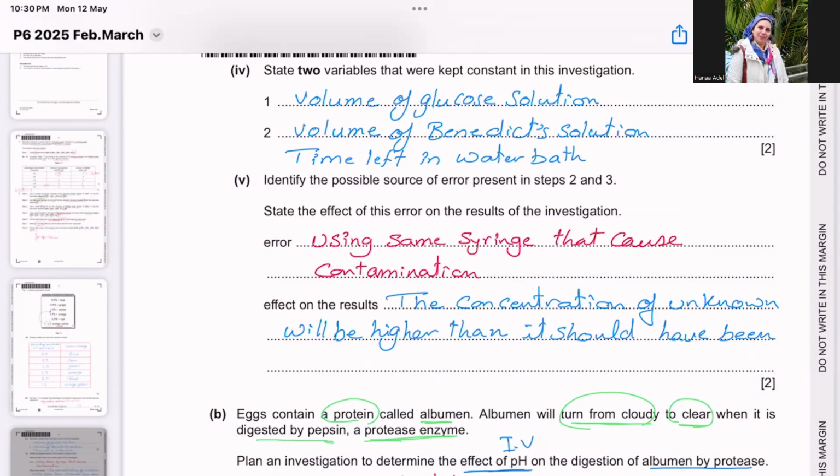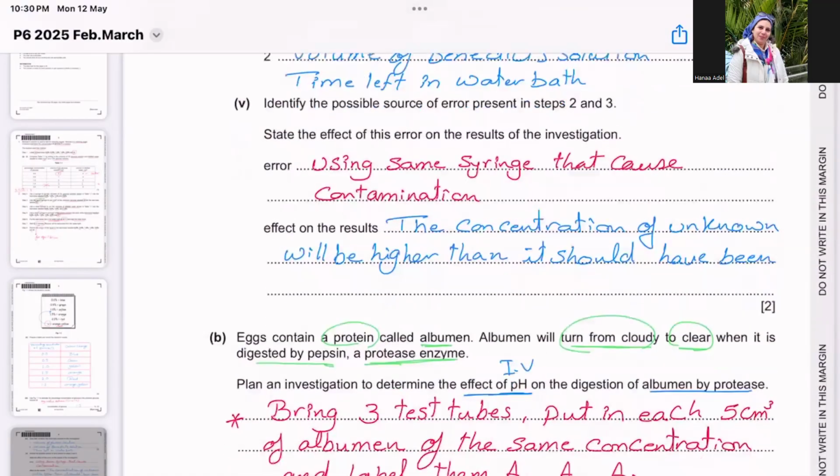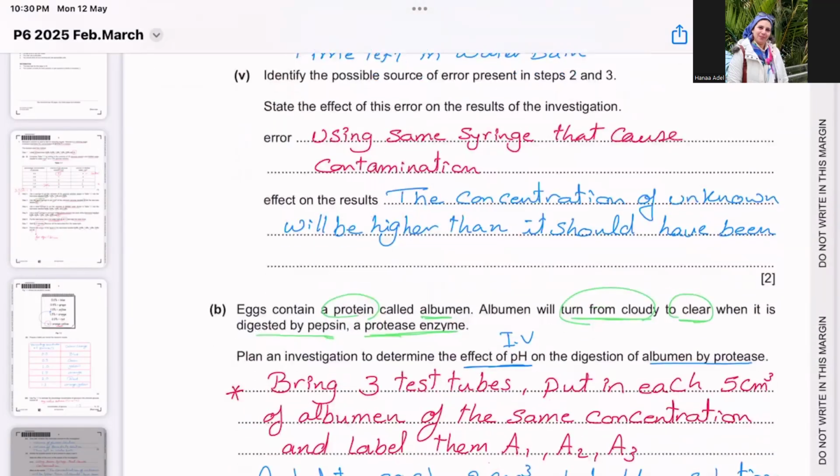So at the beginning, we have to bring 3 test tubes, put in each 5 cubic centimeters of albumin of the same concentration and label them A1, A2, A3. Why do we need to label them? Because, as we said before, if we have any experiment related to an enzyme, it is preferable to put the enzyme in separate test tubes and all other components in other test tubes. And we put all of these test tubes in a thermostatically controlled water bath for equilibrium, which helps all the solutions acquire the same temperature needed, which is 37 as we said before.